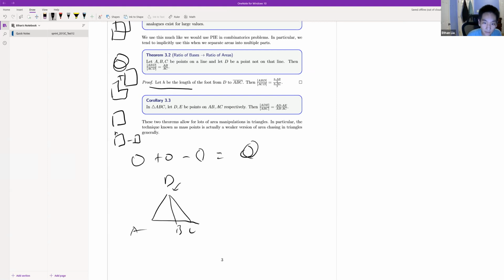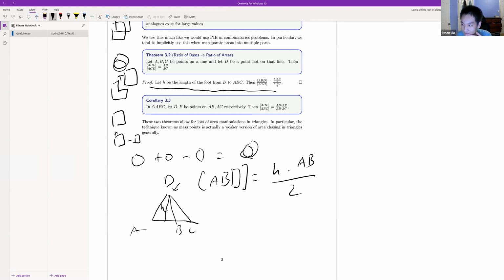And this is because, as I outlined here, there's a proof. When we have this length, the height, then the area of ABD is H times AB over 2, right? And we all know why this is true, since you're taking this class, you still know something about this kind of thing. And then the area of ACD is similar, H times AC over 2. And when we take the ratio, then it's just AB over AC.